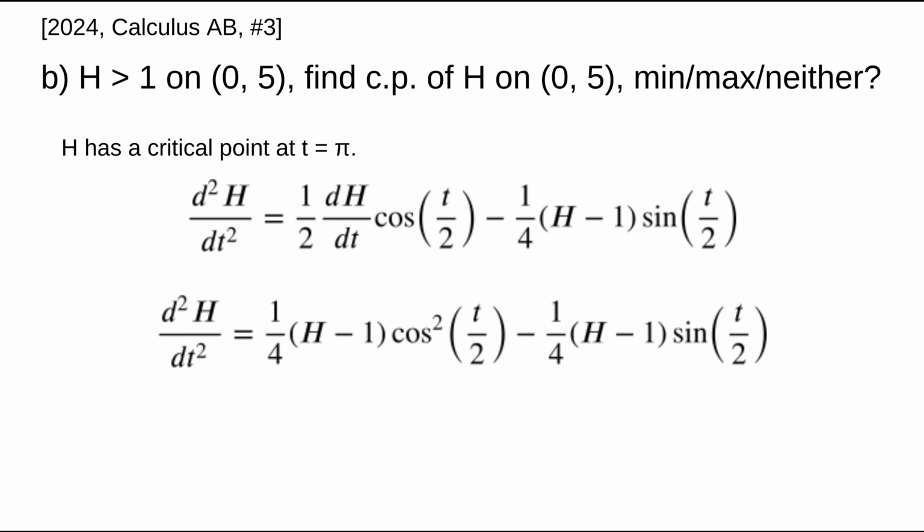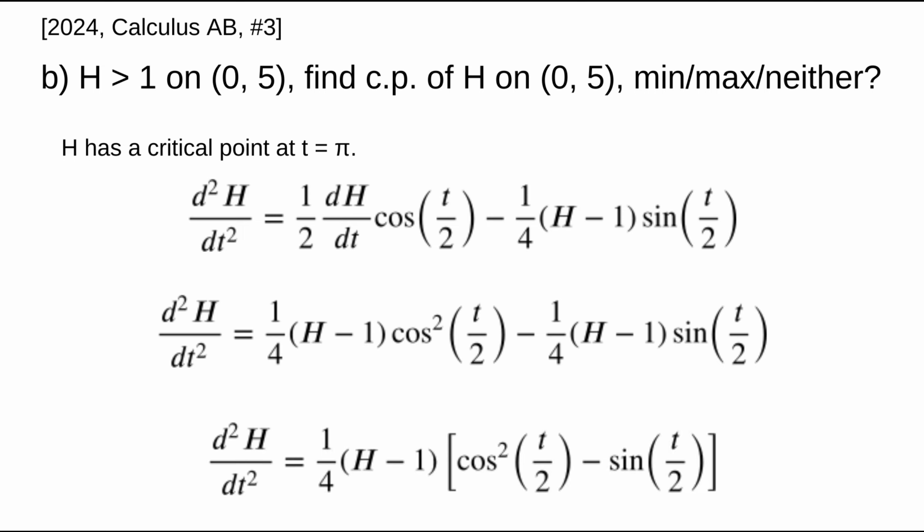right, doing the work, 1/2 of dH/dt cosine t/2 minus 1/4 of (h minus 1) times sine of t/2. Start simplifying. dH/dt, remember that was 1/2 of (h minus 1) times cosine of t/2. So if we substitute that in, we now have 1/4 of (h minus 1) times cosine squared of t/2 minus 1/4 of (h minus 1) times sine of t/2. Notice the common factor here of 1/4 (h minus 1), so I'm going to factor that out.